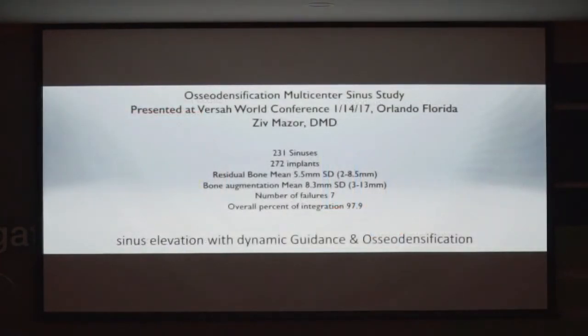This is Ziv Mora. They presented this data at their World Conference. They did 231 sinuses and 272 implants, and their residual mean bone was 5 and it went from 2 to 8.5. And you can see their augmentation was 3 to 13. They lost 7 implants, so it's no different. This works, okay? I can tell you this works. And you can't do it guided unless you use those open guides, unless you guide with dynamic navigation.